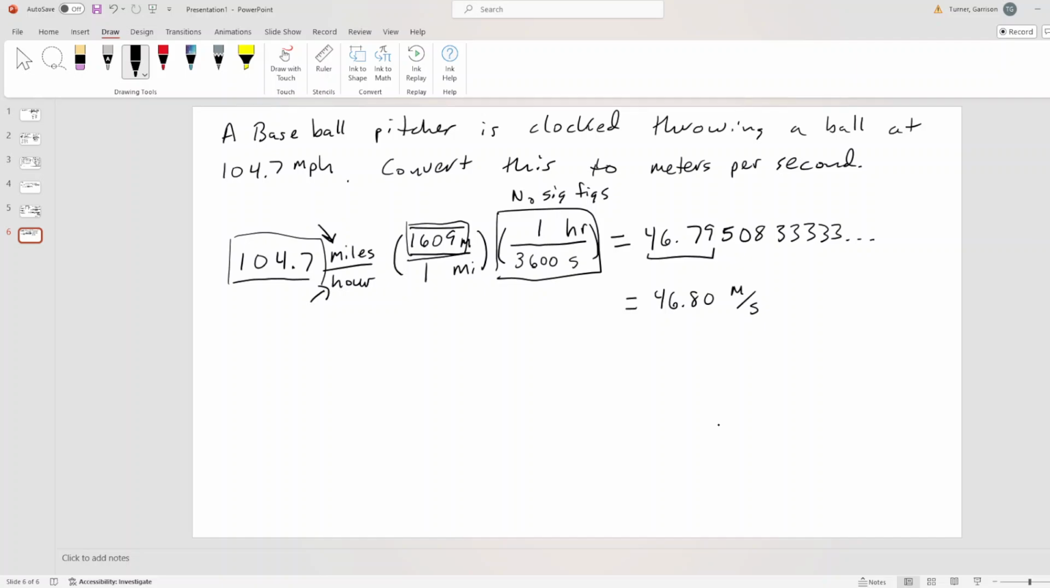So I hope that helps with unit conversions. I hope that gives you an algorithm to kind of step back and approach these systematically. And we will see you in the next video.